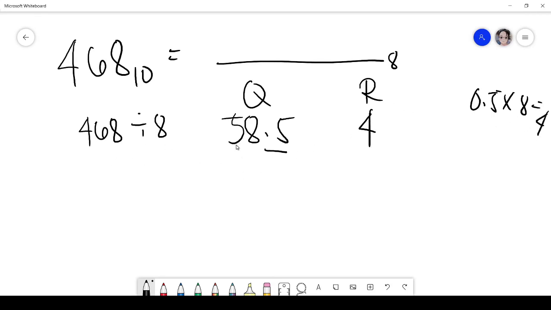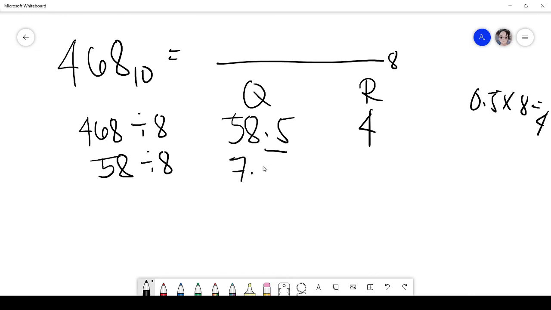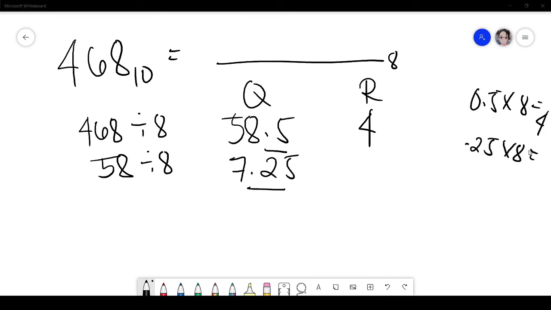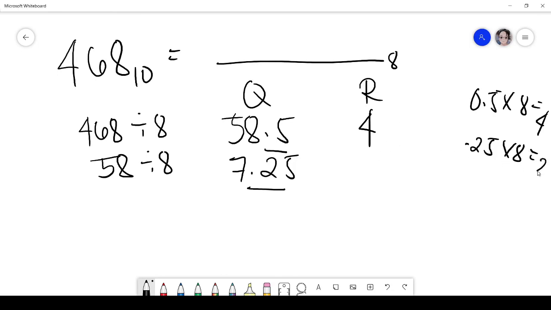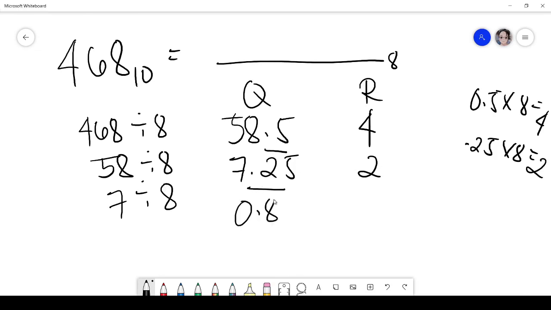Then, ang whole number of 58, butang na mo dire, divide na po din mo og 8. So 58 divided by 8, it's 7.25. So 0.25 times 8, 0.25 times 8 is 2. So you have a remainder of 2. 7 divided by 8 is 0.875. So 0.875 times 8 is 7. So 7 inyong remainder.